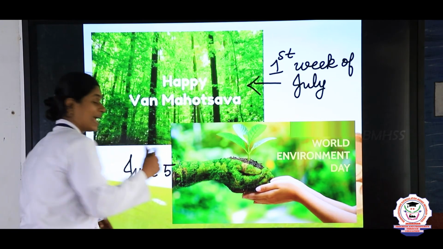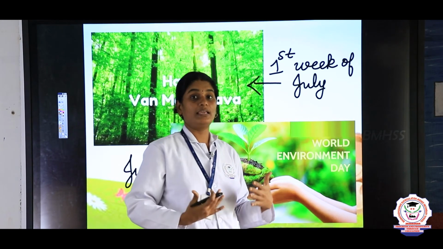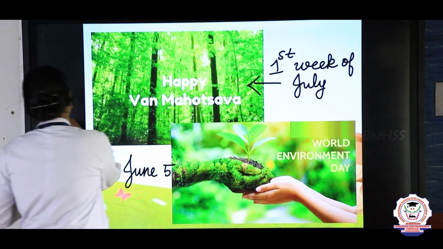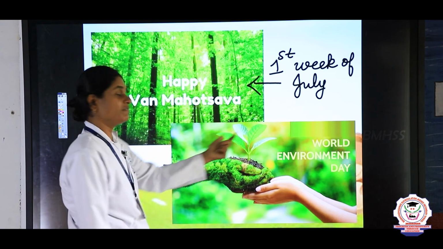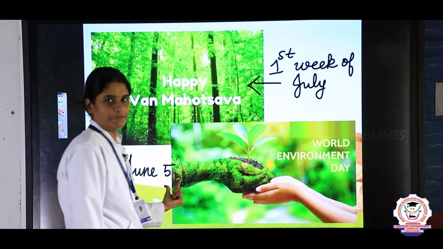So, once we plant more trees, we can save our environment. So, we can keep our earth green, right? Yes. We celebrate Van Mahotsav Day in the first week of July, and World Environment Day is on June 5th every year, right.